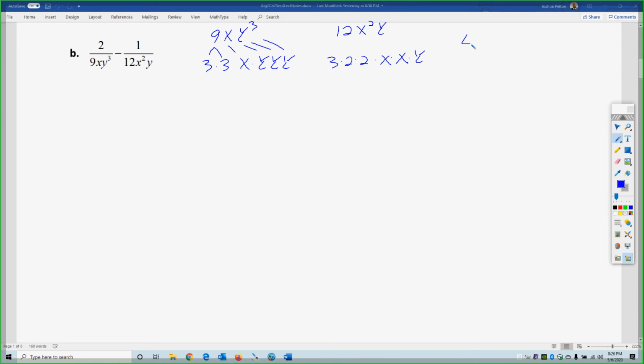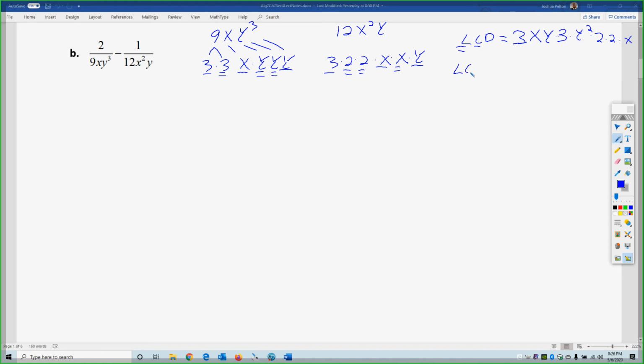Okay, lowest common denominator. What do they have in common? They have a 3 in common. Numerically, nothing else. They have a singular x in common. They have a y in common. And what's left over? There is a 3 left over. There are 2 y's left over. I'm sorry, I put 3 y's, there's 2 y's. And we have two 2's left over. And an x left over.